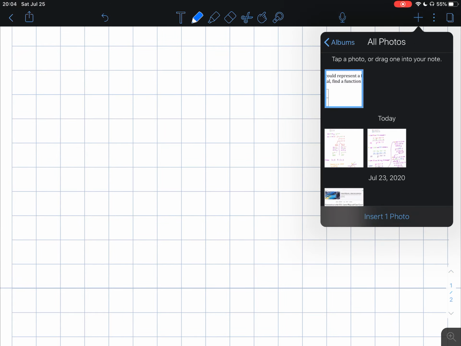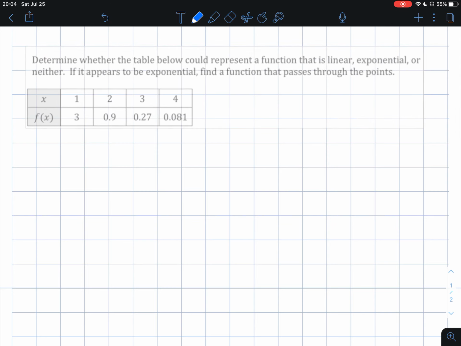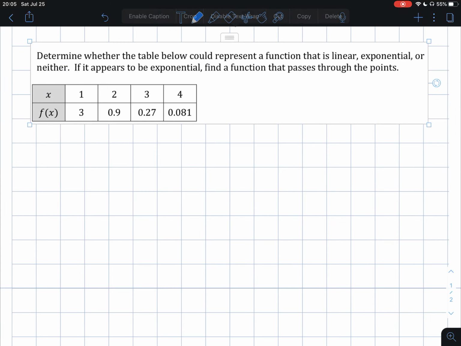Let's see, I think I've got it ready to roll here. So we need to determine from a table if a function is linear, exponential, or neither. And all we have is a table of values. And then if it appears to be exponential, we want to actually build the function that passes through the points.